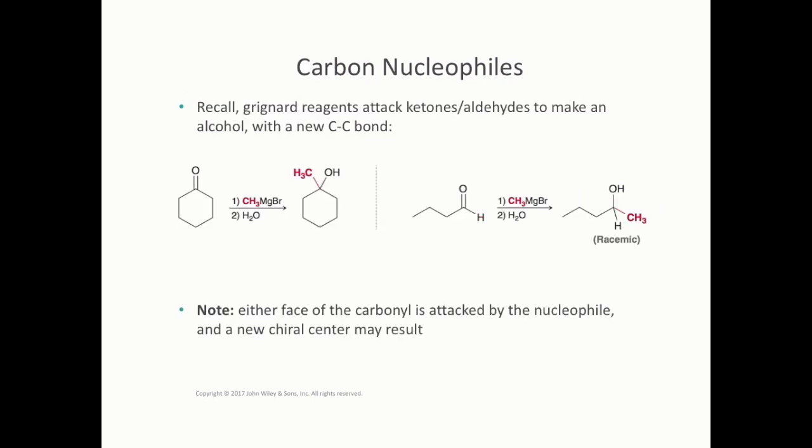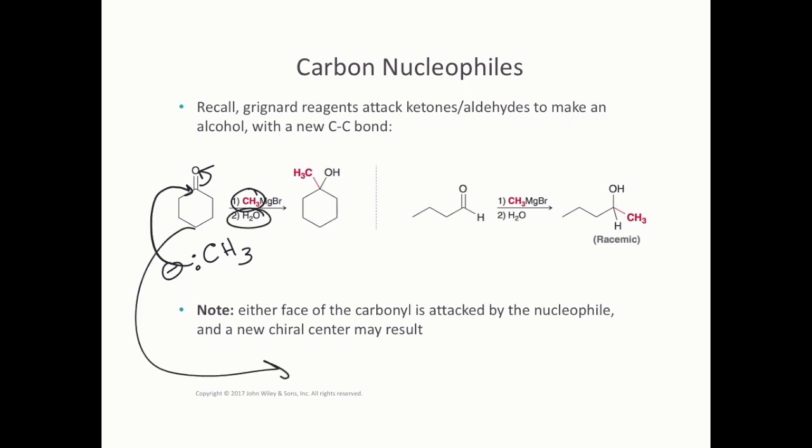Also recall that Grignard reagents attack ketones and aldehydes to make an alcohol with a new carbon-carbon bond. So here, if we add CH3, we can think of the Grignard as the alkyl group with a negative charge. That's going to attack the carbonyl carbon, breaking the pi bond, pushing those electrons up onto the oxygen, and then that second water step.